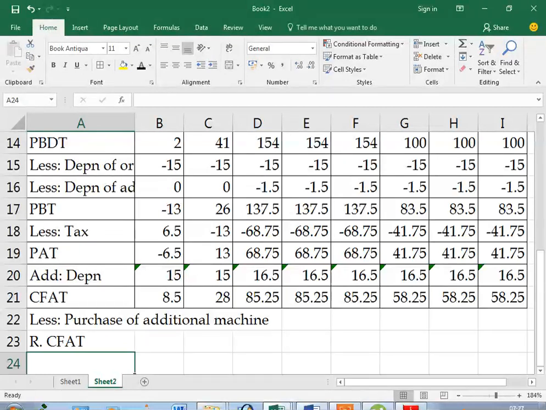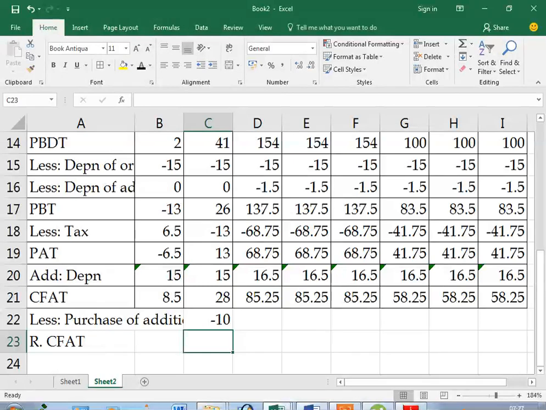Which year have you purchased the additional machine? Third year. Where will you write it? It says beginning of third year. Finance as a concept says all cash flows will happen at the end of the year. So beginning of third year is not third year, it's end of year 2. So my purchase of additional machine will come here. This is one adjustment in this question.